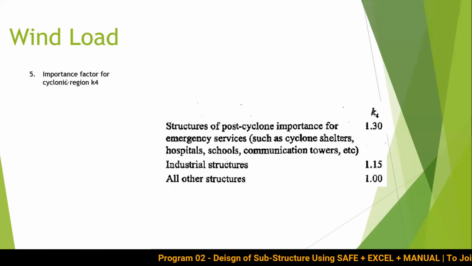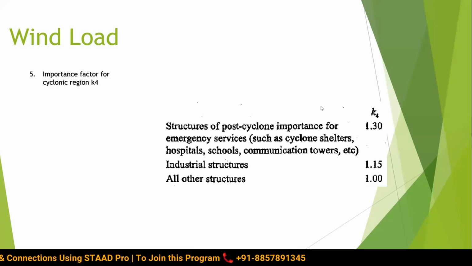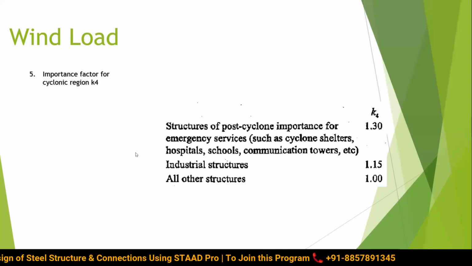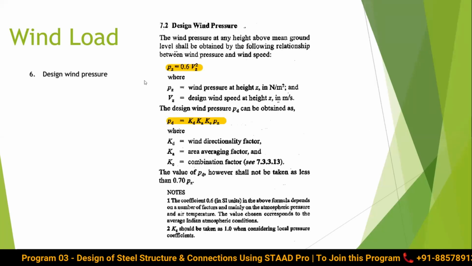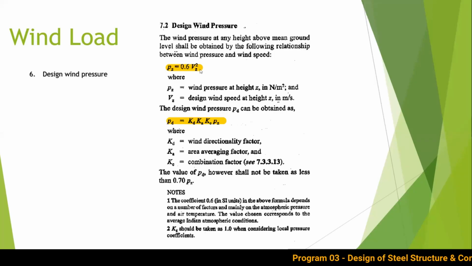Next is my factor for importance due to cyclic region. If my structure is located in a cyclone prone area, then based on the type of my structure, I have some factors. If my structure is not located in this area, I just take the factor as 1. And based on these 4, K1, K2, K3, K4 and the basic wind speed VB, we get this value of Vz. Based on this, we calculate the pressure PZ, 0.6 Vz square.